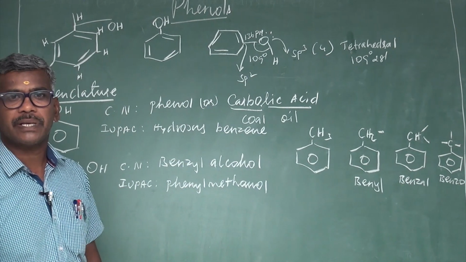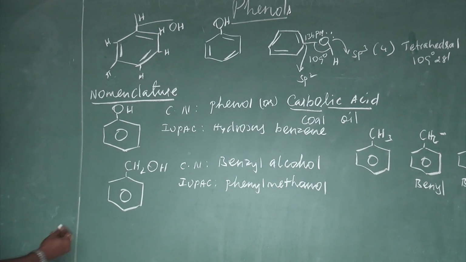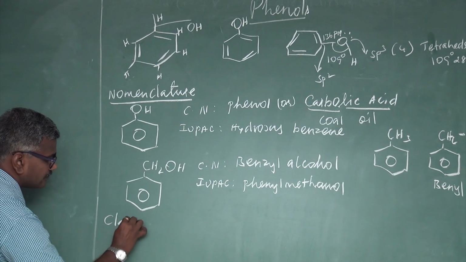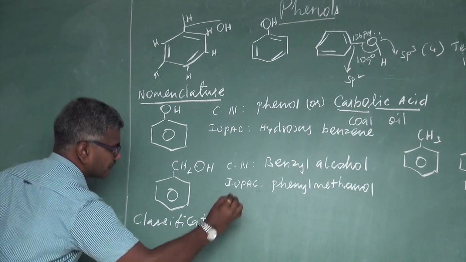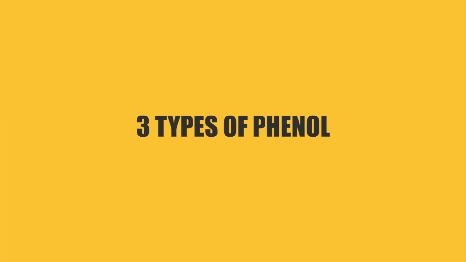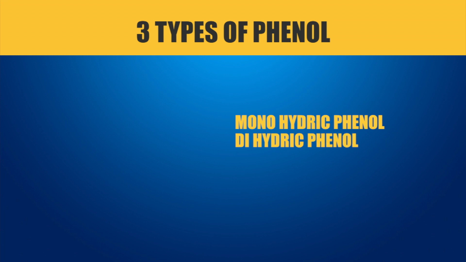Another one is nomenclature. Next one, classification. Phenol can be classified into three types. First one is monohydric phenol, dihydric phenol, trihydric phenol.